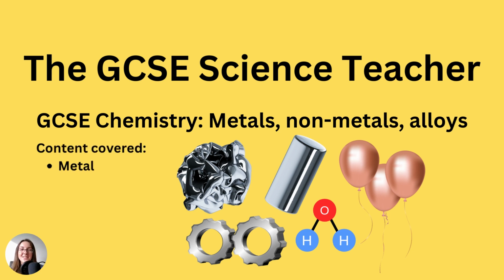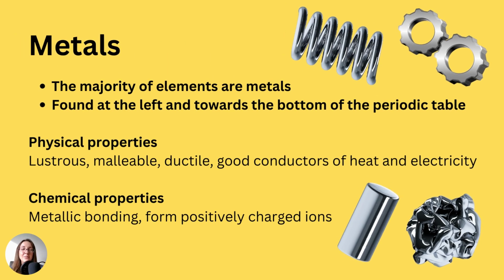I'm the GCSE science teacher, and in today's lesson, we'll be learning about metals, non-metals, and alloys for GCSE chemistry. Let's get started. So, metals can be found in the Earth's crust as a metal ore, and this is a finite resource, meaning that it doesn't have the ability to be made again in our lifetime.